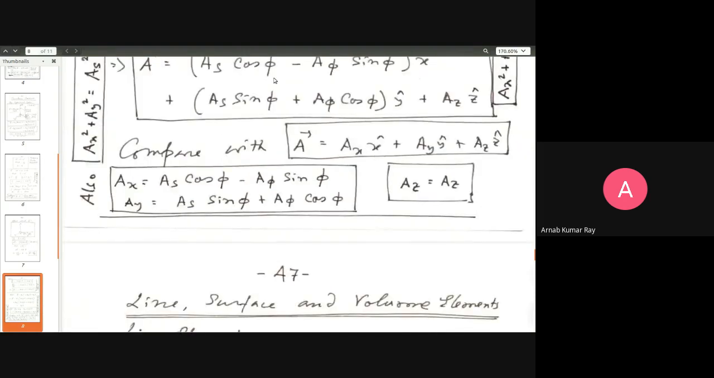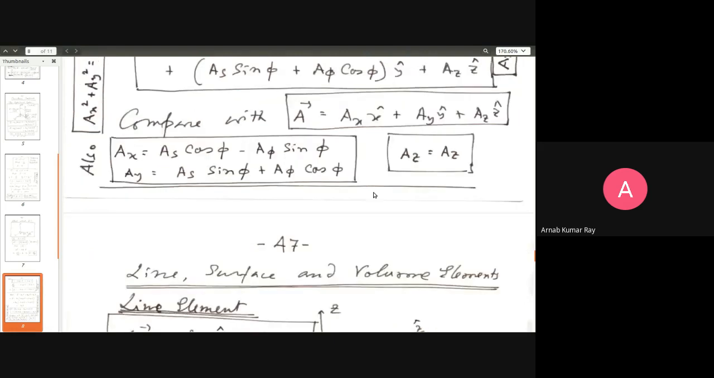So I've just given you a basic idea of this transformation of the components also. You can do it. I mean, there are many ways of doing it. Maybe we'll be able to discuss a few of these things in the tutorials as well.